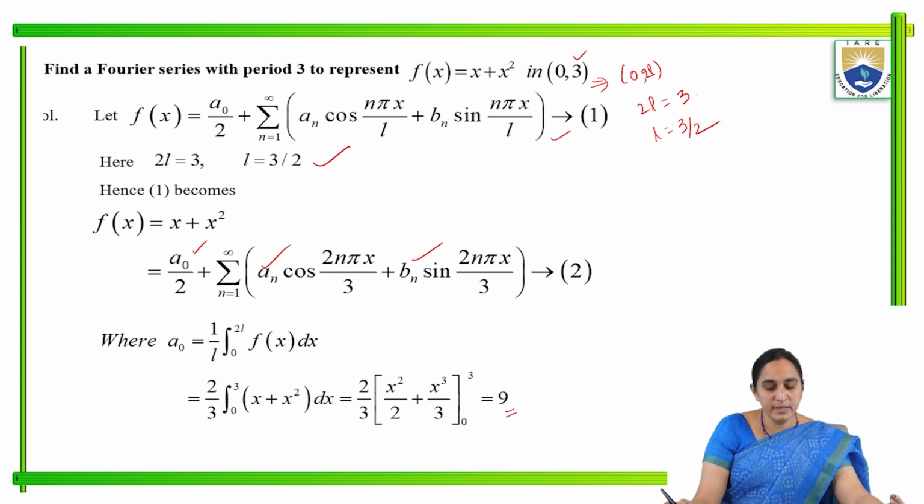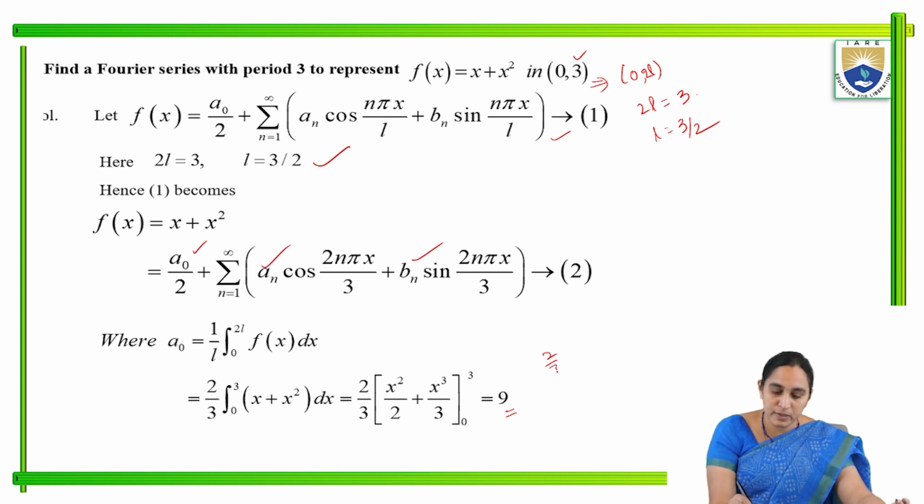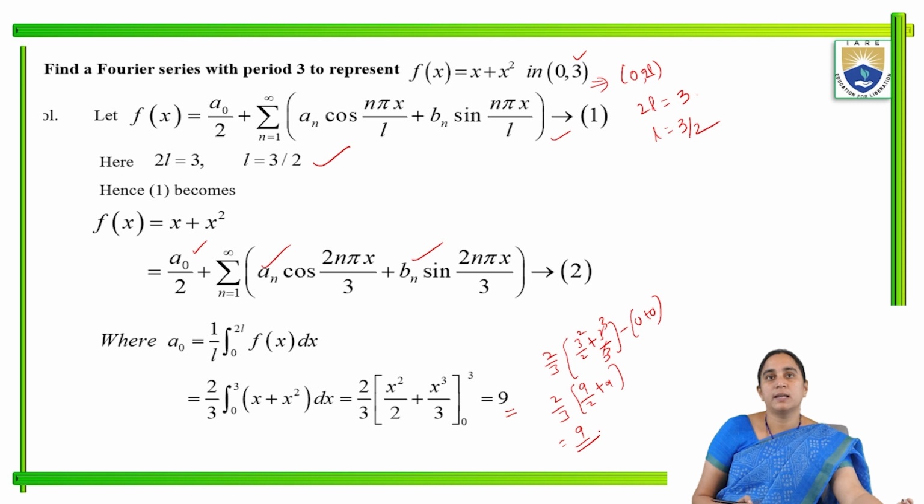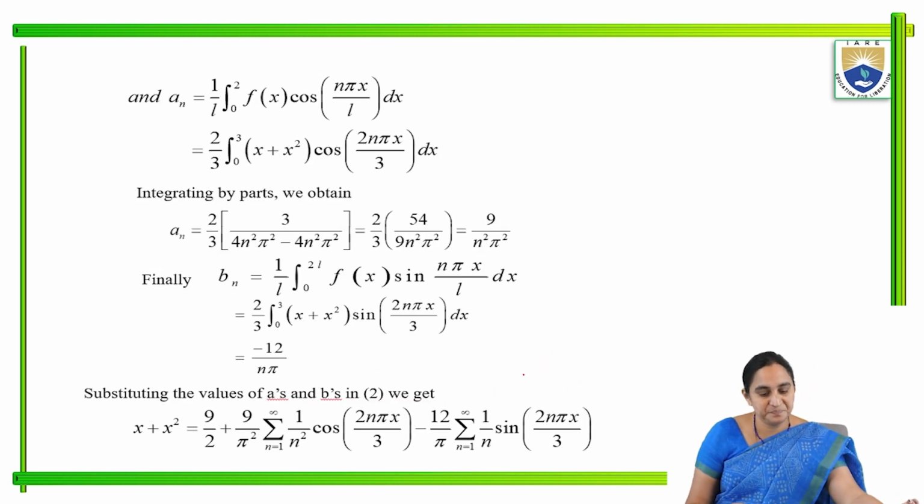Then 2 by 3 into x square by 2 plus x cube by 3. After substituting and simplifying, that is 2 by 3 into 3 square by 2 plus 3 cube by 3 minus 0, that is 2 by 3 into 9 by 2 plus 9, and after simplifying this is 9. Therefore a naught is equal to 9.